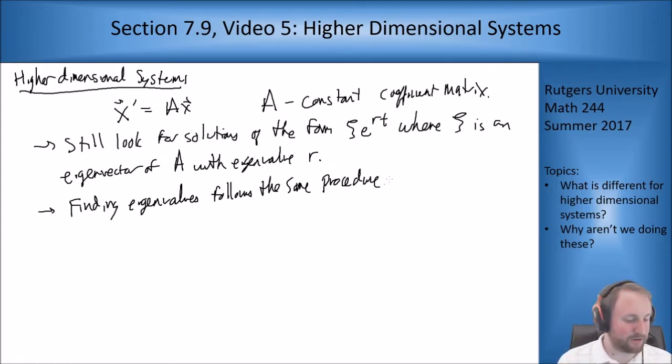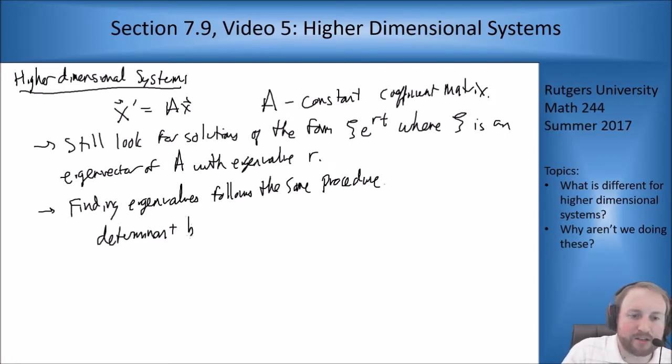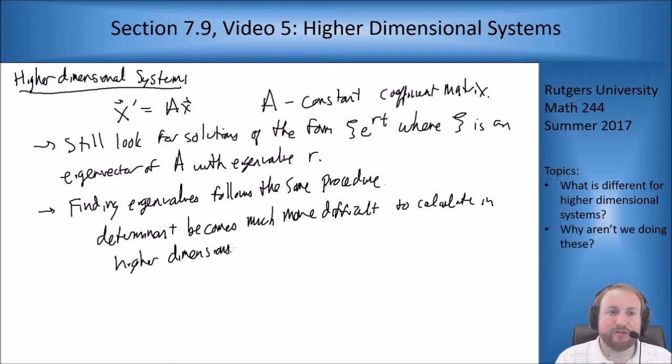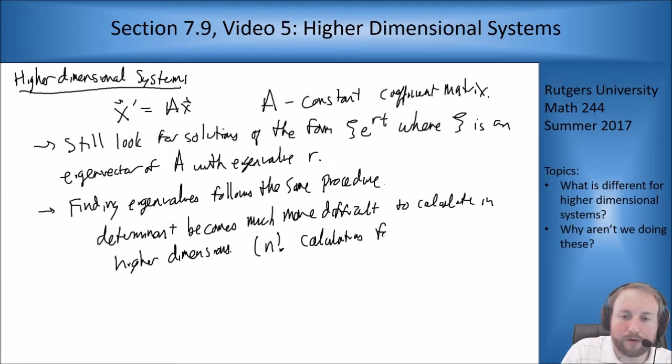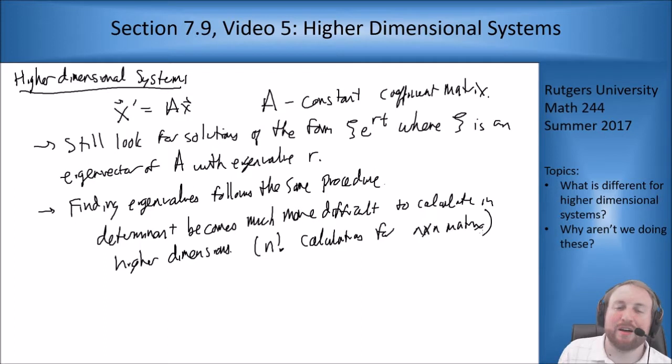However, that last one there is a little more complicated, and the idea is the determinant. The determinant becomes much more difficult to calculate in higher dimensions. For instance, to do the 2x2, you only had to do 2 different multiplications and subtract them. For a 3x3, there are 6 multiplications involved, and it goes up by factorial. So this goes like n factorial calculations for an n by n matrix. Once we get beyond 2 or 3, it just becomes impractical to try to solve it by hand. You could, it would just take you forever and wouldn't really be worth the work you'd be doing to solve it.